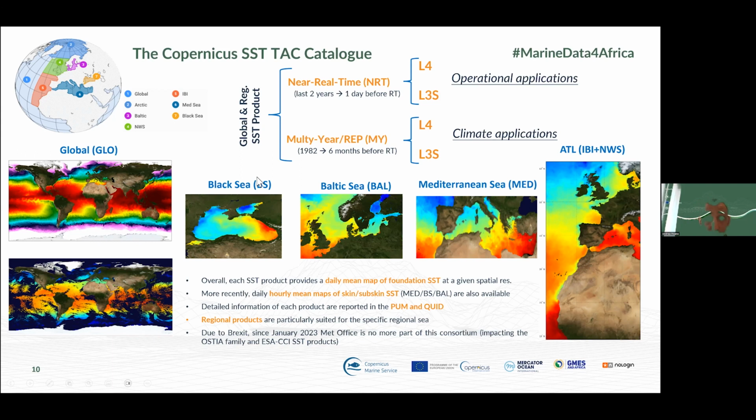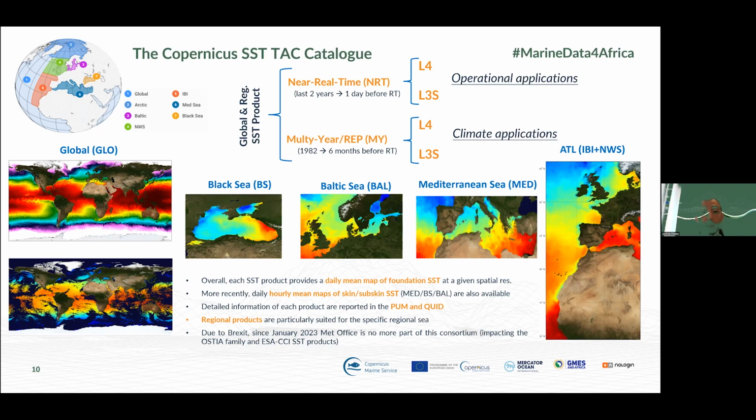Overall, each SST product provides a daily mean map of the foundation SST at a given spatial resolution, depending on the product. More recently, we added hourly mean maps of the skin and subskin SST. This means that for every day, you have 24 hourly mean maps. Detailed information about each product is reported in the corresponding PUM and QUID.